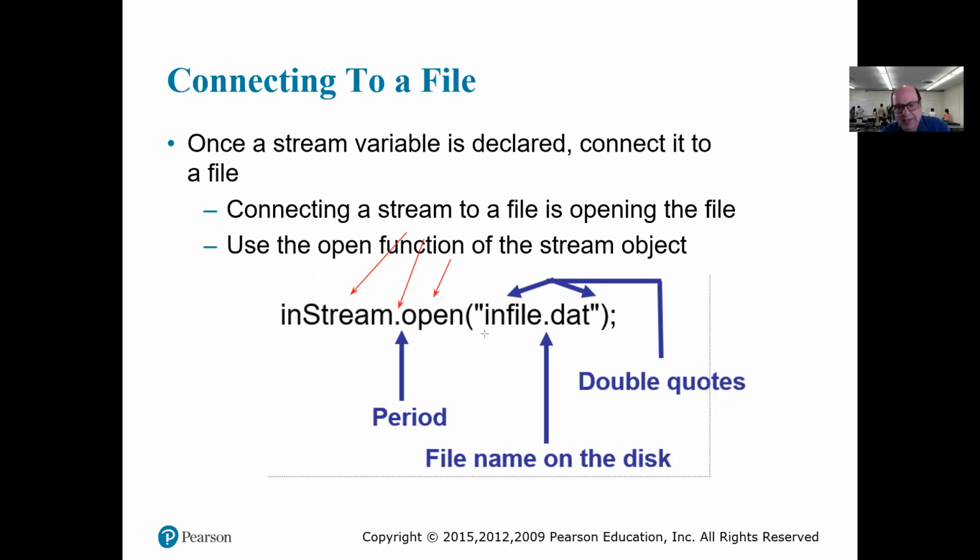The open function needs one parameter. The parameter has to be of type string. Double quote is for the type string. And then we are going to put the file name here. File names usually have an extension. Depending on your operating system, this extension may or may not have any meaning.